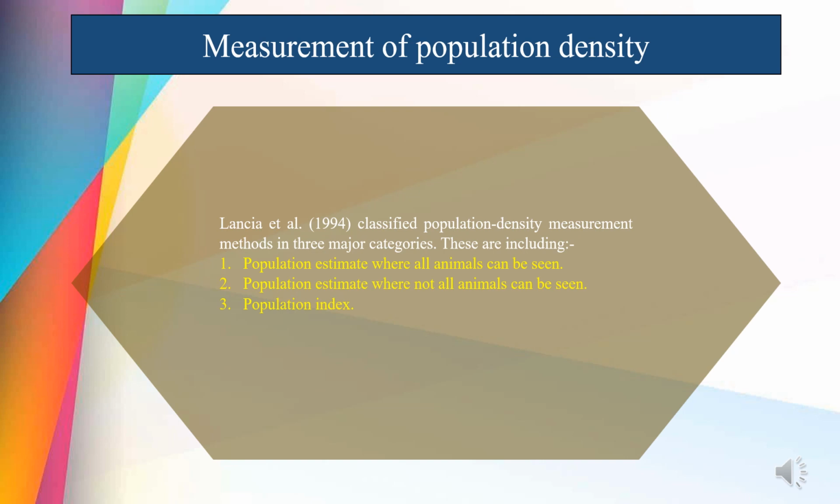These indices are based on the concept that a fixed amount of searching effort will locate a fixed proportion of the population. Furthermore, it is assumed that the index is proportional to the density and that the rate of proportionality is constant. If the index doubles, we assume that the population has doubled.